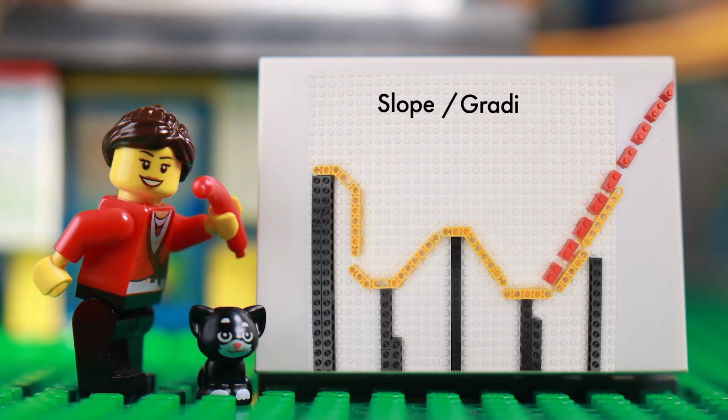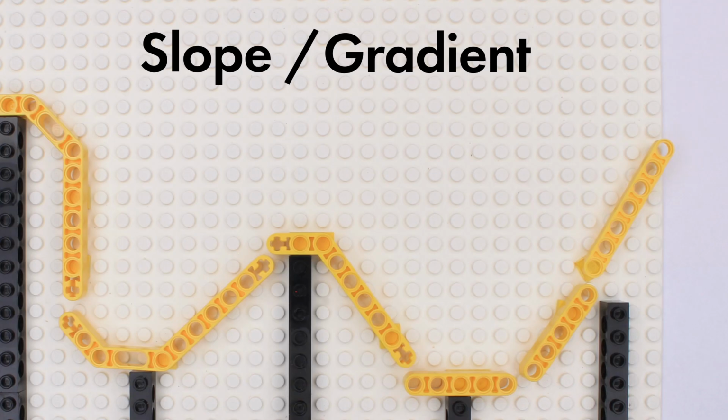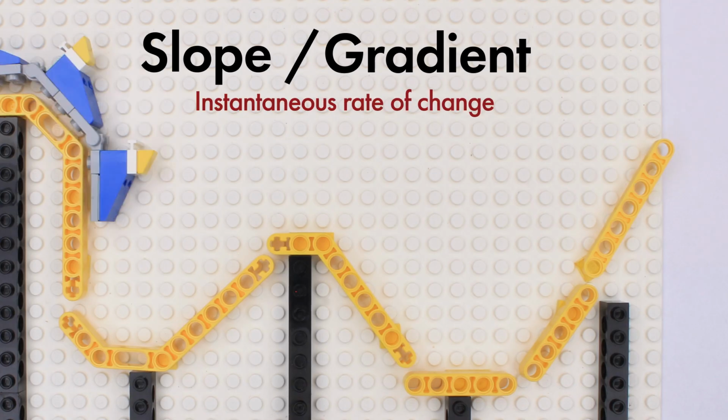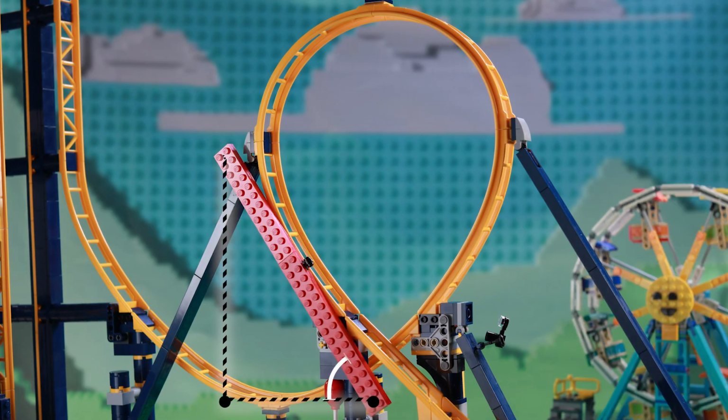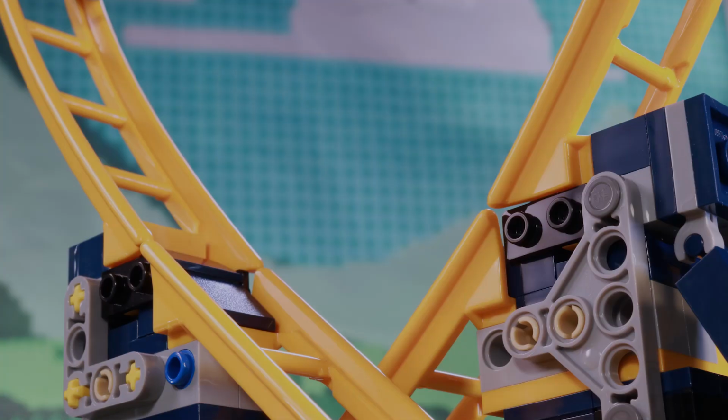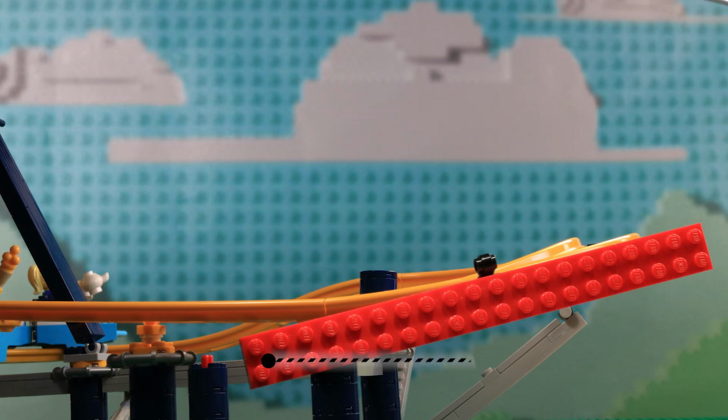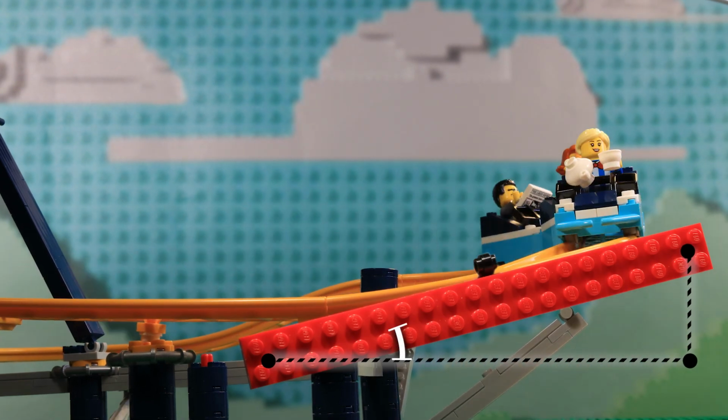The slope, or gradient, of the tangent line represents the instantaneous rate of change of the function, and is called the derivative of the function. If the derivative is big, the function is changing quickly at that point. If the derivative is small, the function is changing slowly.